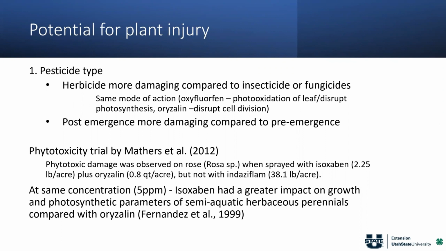Again, at the same concentration, isoxaben had greater impact on growth and photosynthetic parameters of semi-aquatic herbaceous perennials compared to ornamental. So in this case, we saw in semi-aquatic perennials, this was research done by Thomas Fernandez in Michigan, and he saw that isoxaben was more damaging compared to ornamental. Now it can be vice versa. Again, it depends on plant type as well. But you need to consider the pesticide type. So if you see no damage from one pesticide, it doesn't mean the other type of pesticide wouldn't cause damage. You need to consider that.